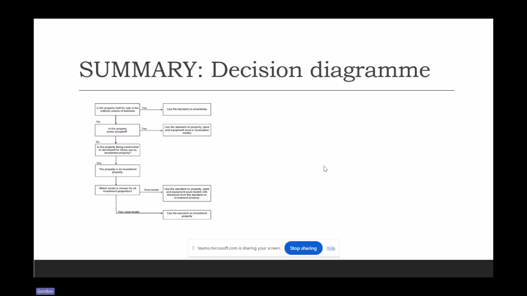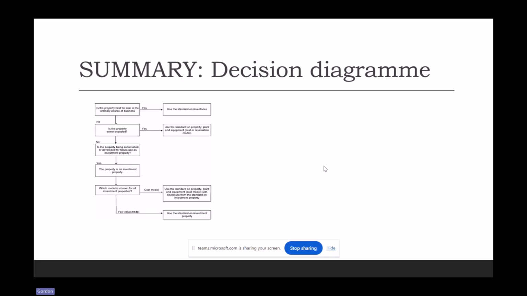We'll look at a schematic or a decision diagram. On the diagram, you can see this helps a lot. Is the property held for sale in the ordinary course of business? So the first question asks you, is this property held for sale in the ordinary course of business? If a property is held for sale in the ordinary course of business, we know what it is, right? What is it called? We know that is inventory, right?